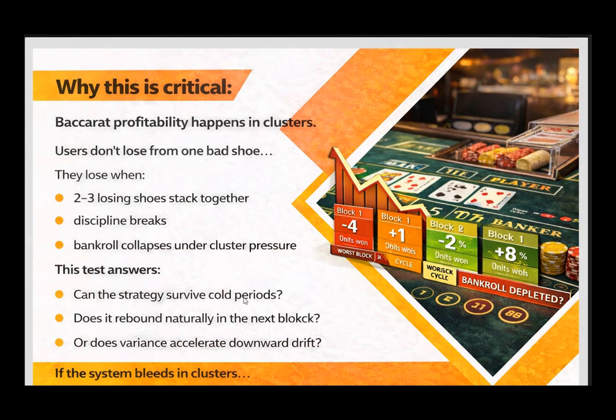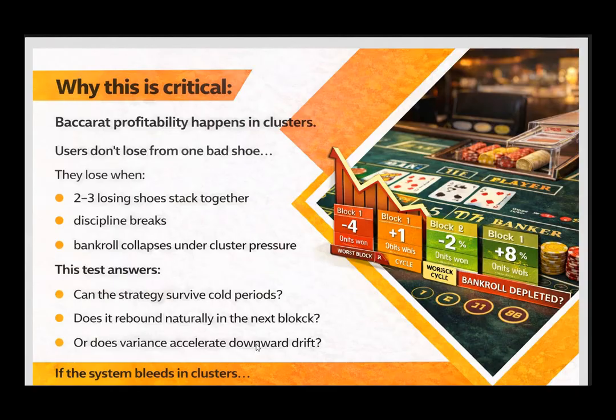Can the strategy survive cold periods? Does it rebound naturally in the next block, or does variance accelerate downward drift? All right, so this variance acceleration thing has everything to do with your strategy itself. The strategy itself needs to be able to master the multiple facets of the game that normally cause people to lose: cluster streaks, reversals, and all kinds of stuff like that. Your strategy needs to be able to manage through that.